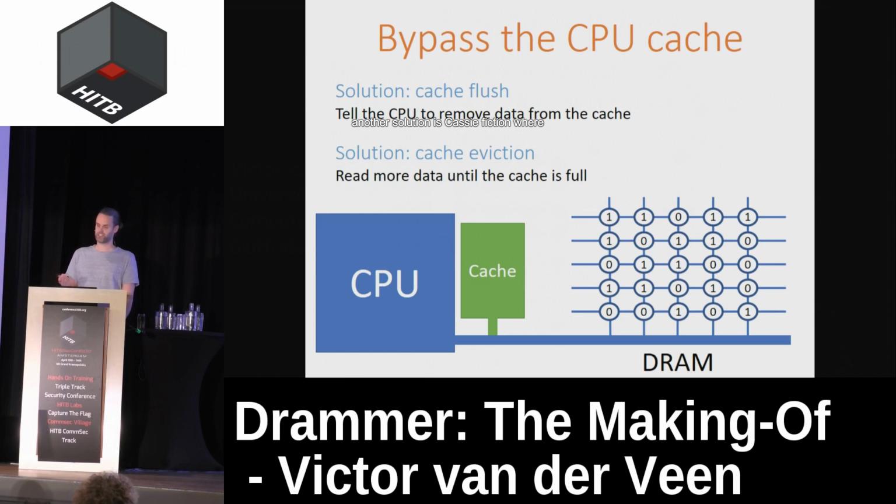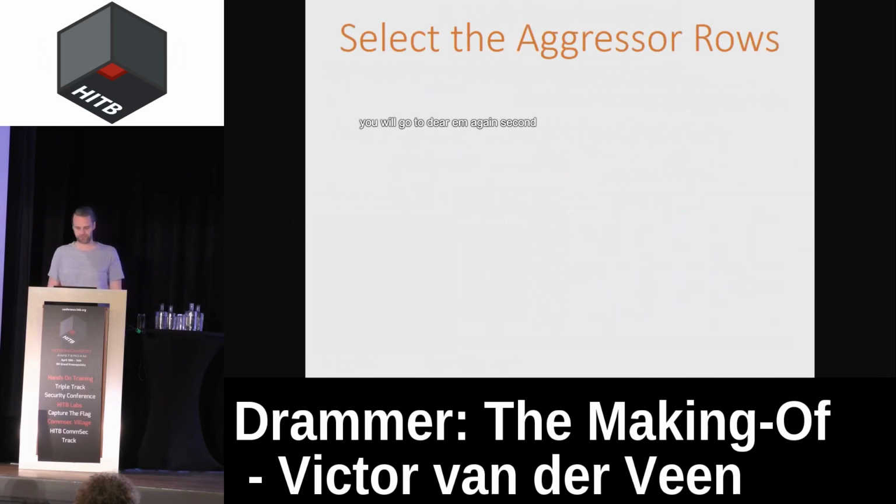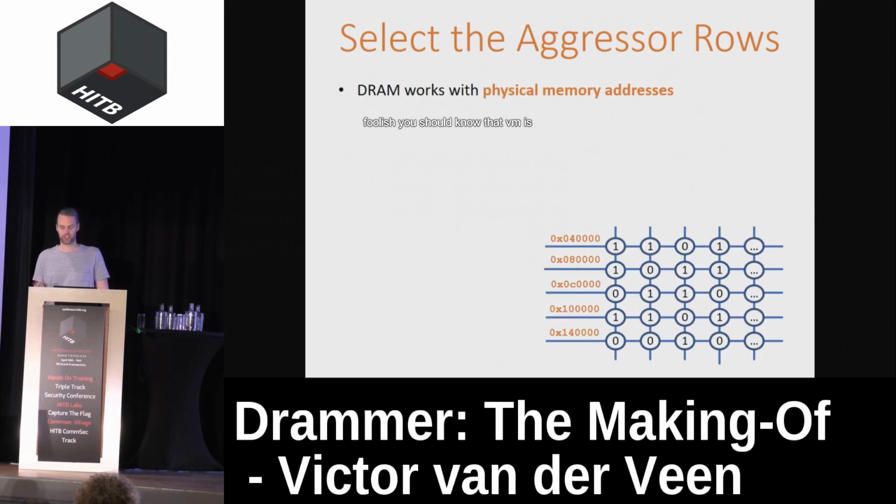Another solution is cache eviction, where you basically read more and more values from DRAM into your cache until at some point you evict the aggressor rows from your cache, so that when you read those again, you will go to DRAM again. The second challenge: selecting the aggressor rows.